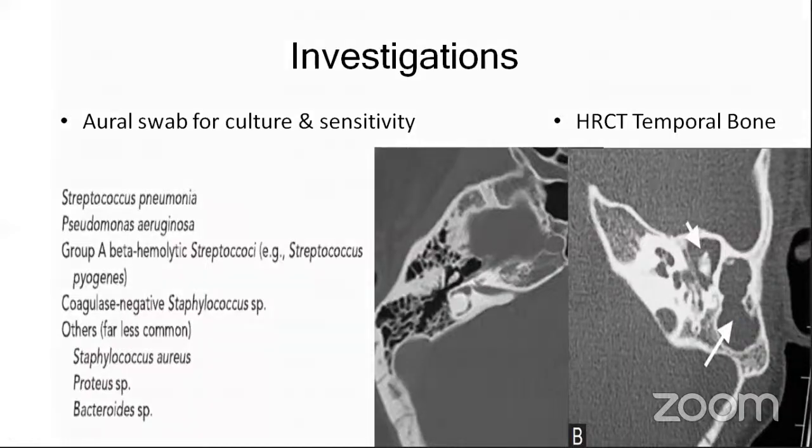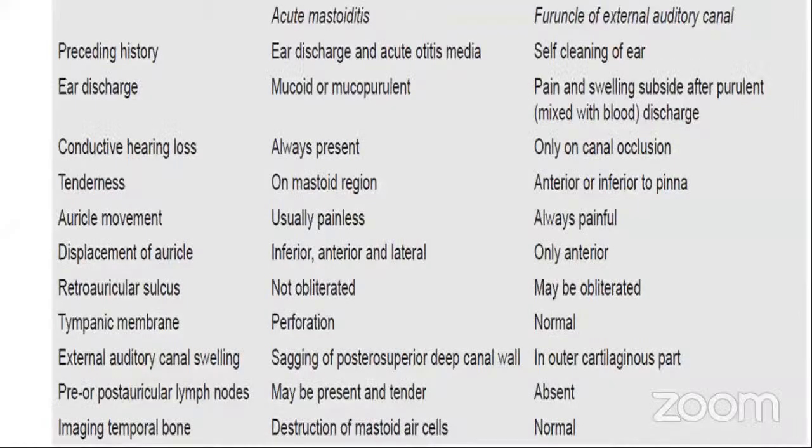Now, there are differential diagnoses for acute mastoiditis. One of the differential diagnoses is furunculosis of the external auditory canal. So, how do you differentiate between acute mastoiditis and furunculosis of the external auditory canal? In acute mastoiditis, the patient will have ear discharge and acute otitis media, whereas in furunculosis, there will be no discharge. The discharge will be mucoid and mucopurulent in acute mastoiditis, whereas in furunculosis, it will be just pain and swelling in the external auditory canal.